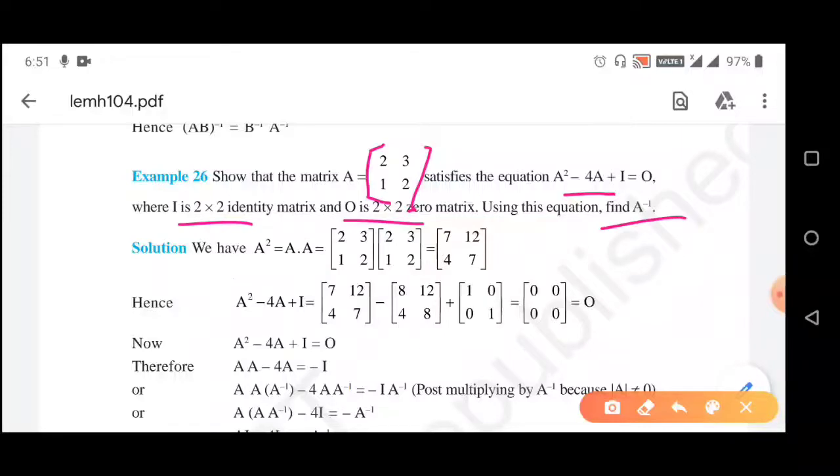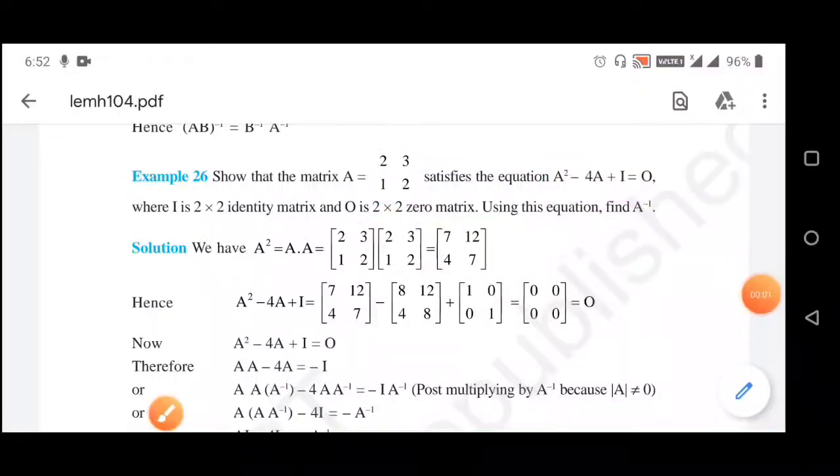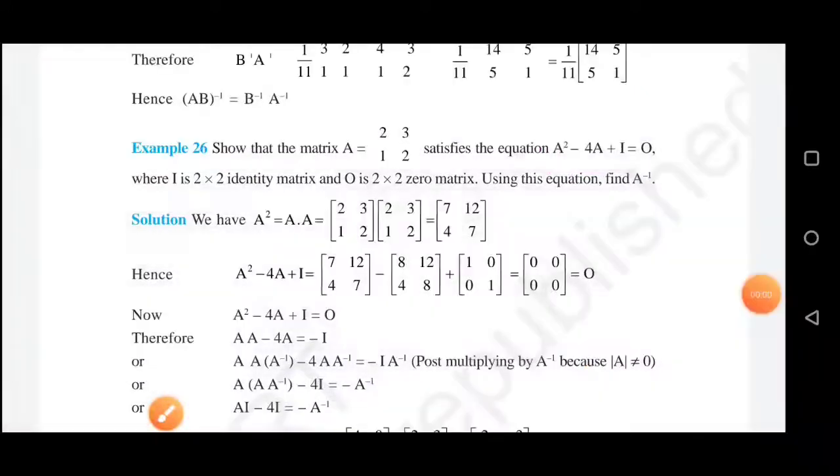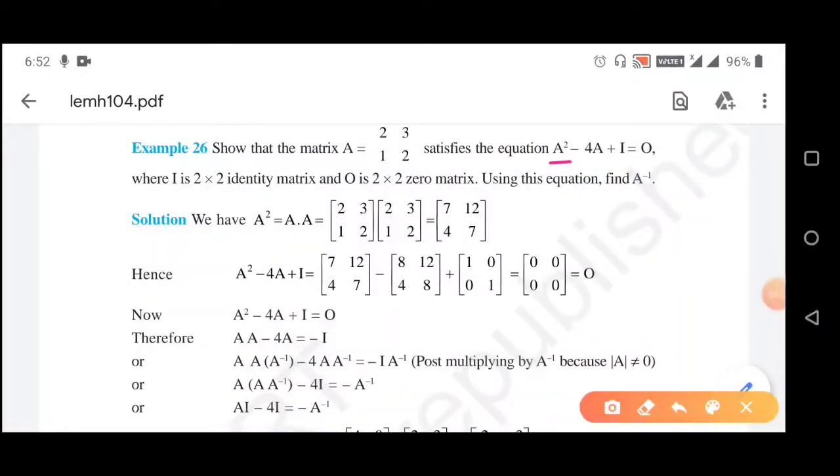So first of all, we have to show that this matrix satisfies this equation. After that, using this equation, we have to find A inverse. So here we cannot use the formula of A inverse, which is 1 by determinant A into adjoint A. We have to use this equation to find A inverse. So for this, first of all, we have to find A square. So here is the A square, matrix A into matrix A. So the A square is this matrix.